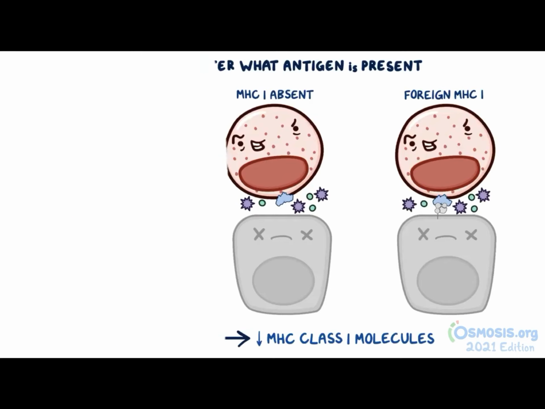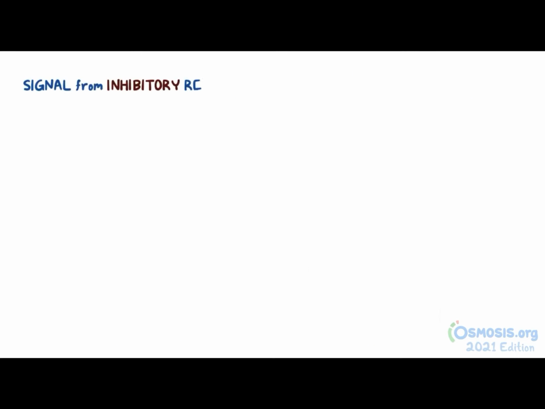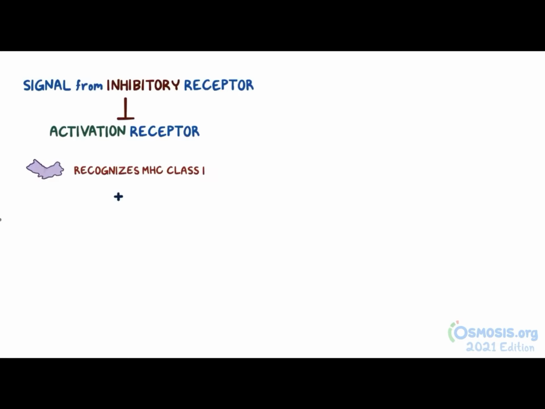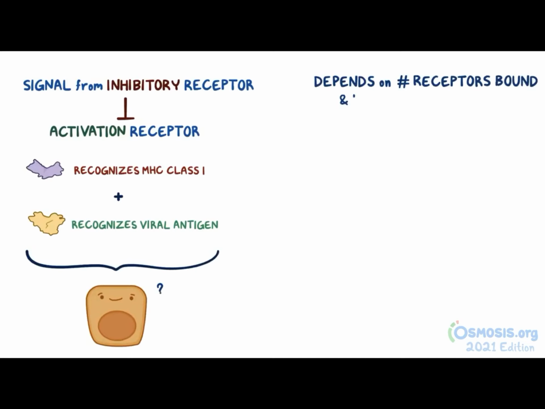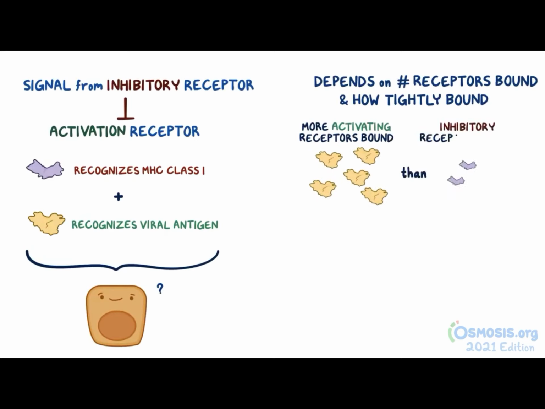Typically, a signal from an inhibitory receptor overrides an activation receptor. A cell is innocent until proven guilty. So if KIR recognizes MHC class I on the surface and NKG2D recognizes a viral antigen, then the target cell might not be killed. But this also depends on the number of receptors bound and how tightly they're bound. So if there are more activating receptors bound than inhibitory receptors, and if the strength of binding is higher for the activating receptors relative to the inhibitory receptors, then the target cell will be killed.